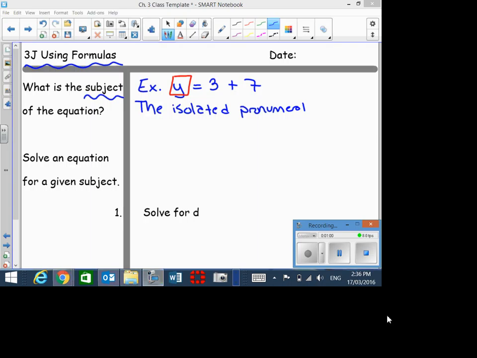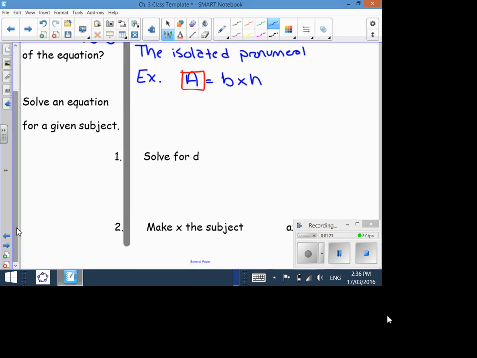the subject. Another example, if you're given, let's say, area equals breadth by height, okay? That means that A is our subject because A is the one that's isolated, all right? So let's look down at another example where maybe you're asked to solve for D.